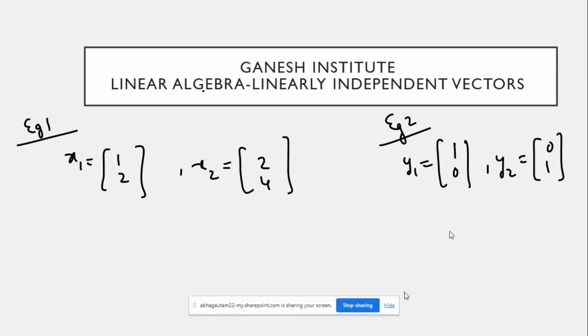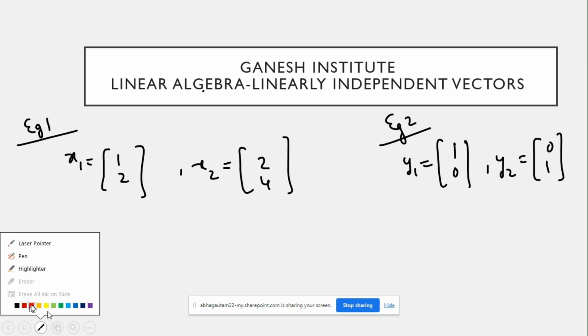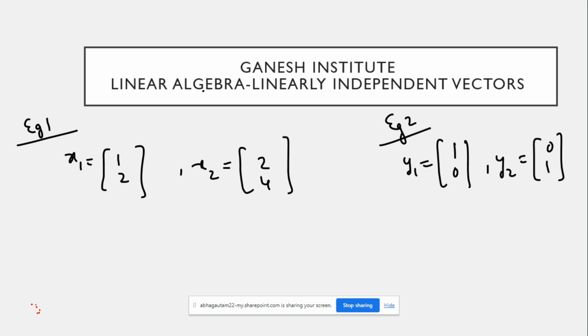So we are taking up another topic from linear algebra, that is linearly independent vectors. Very important because the condition of LI works almost at every place. So what is or what are linearly independent vectors?